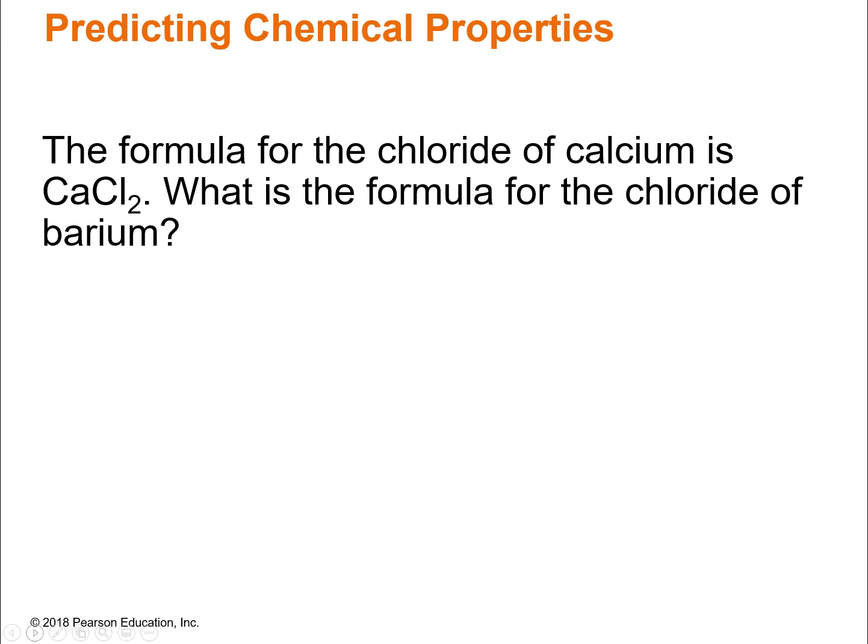So here's a practice question for predicting chemical properties. The formula for chloride of calcium is CaCl2. What is the formula for the chloride of barium? What you have to know, by looking at the periodic table, is that barium is in the same group as calcium. So if they're in the same group, we can make a prediction. If they're not in the same group, then we can't. But since they are, we can predict that the formula for the chloride of barium is going to be very similar to the formula for the chloride of calcium.